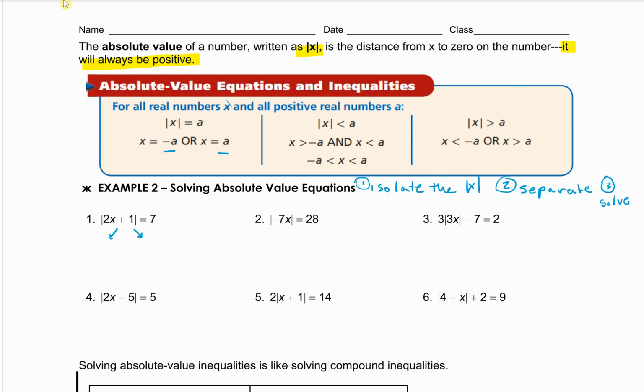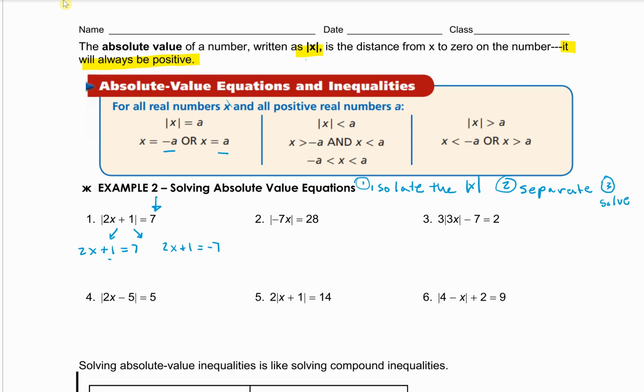I'm going to separate and assume that 2x plus 1 equals 7, or 2x plus 1 equals negative 7. So this part, the part on the other side of the equation from the absolute value, is what you change signs on. You have a positive 7, you have a negative 7. Now the nice thing about these is, yes, it's two problems that you have to solve, but you are going to do the exact same thing both times.